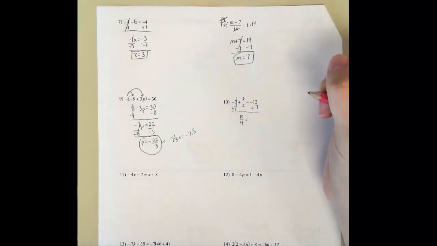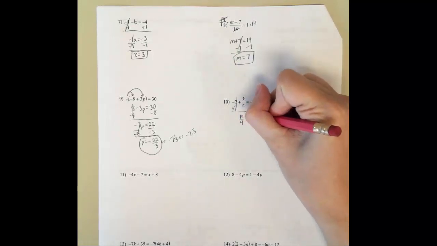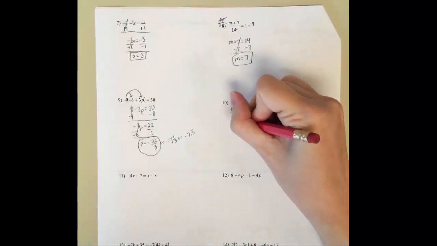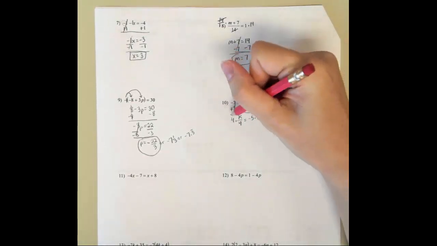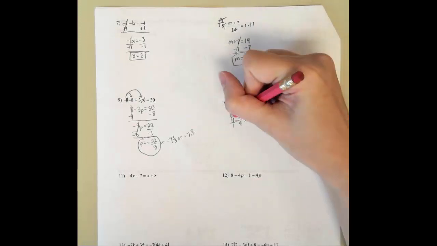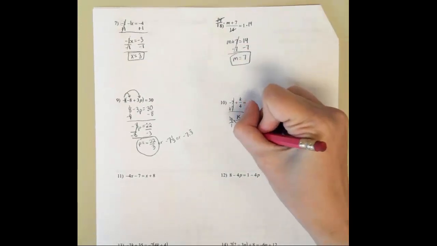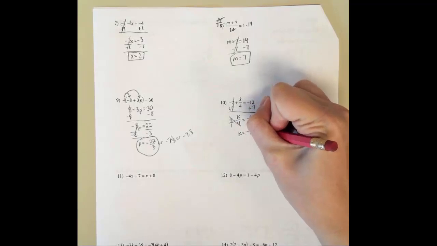So it gives me k over 4 equals negative 12 plus 7, which is negative 5. I'm going to multiply by 4 on both sides to get rid of my 4 on bottom, or it's like a 4 over 1. That's why it cancels. So k equals negative 20.